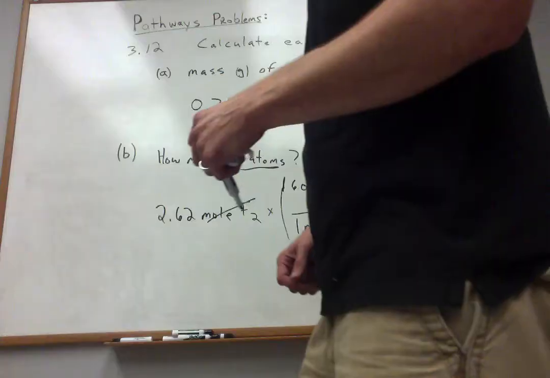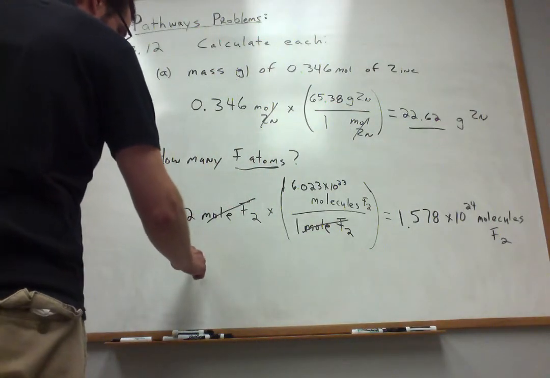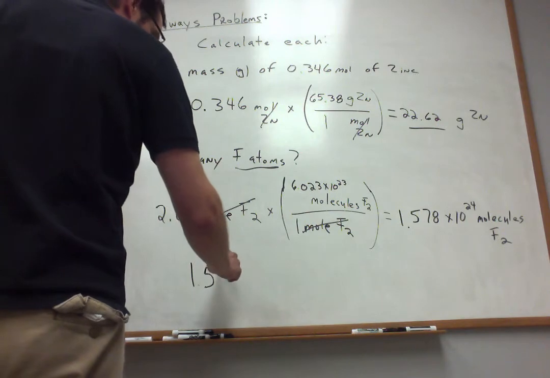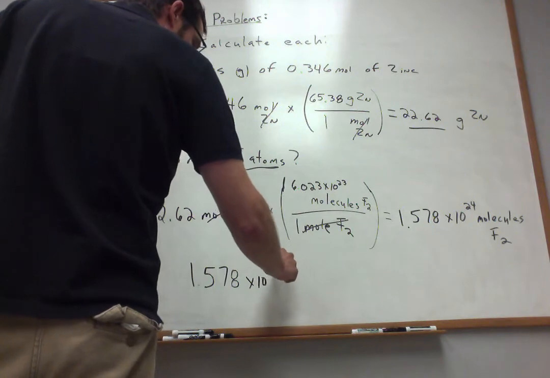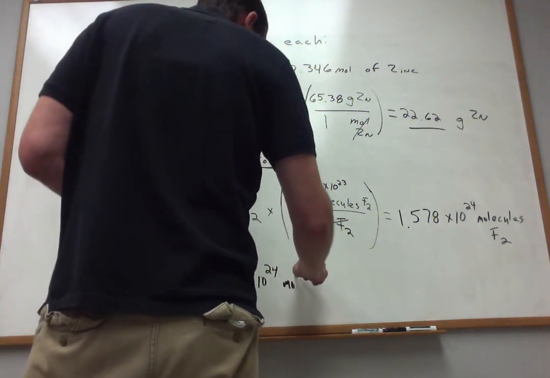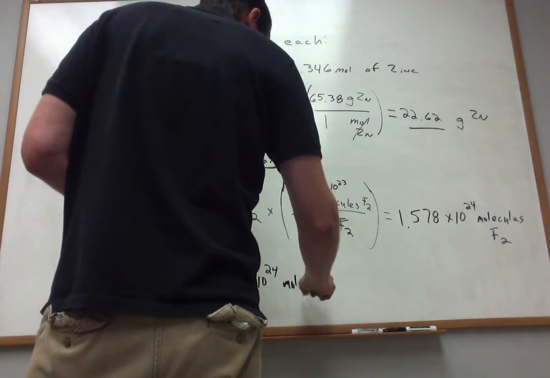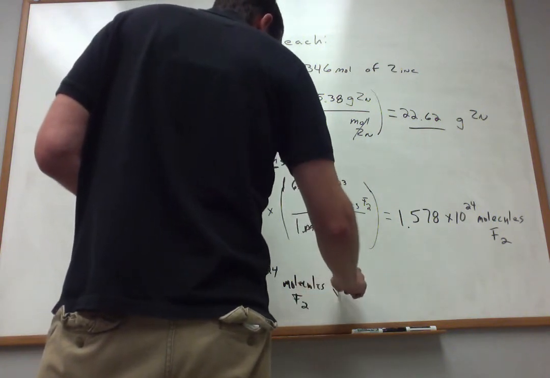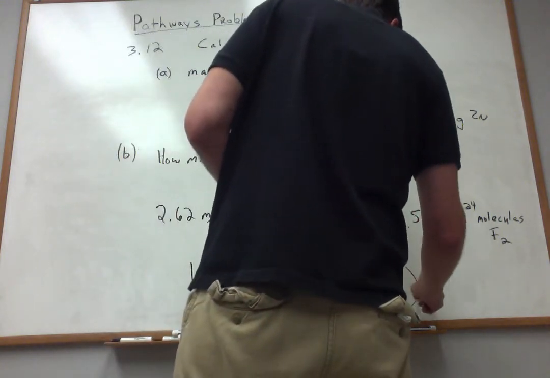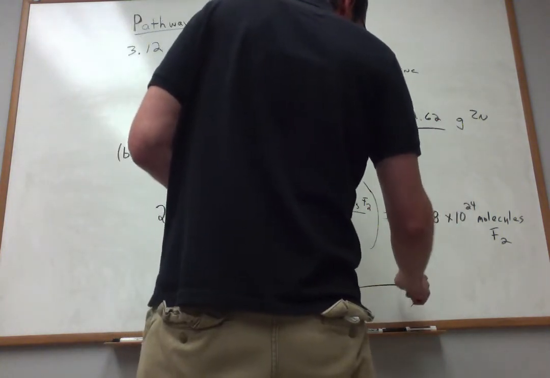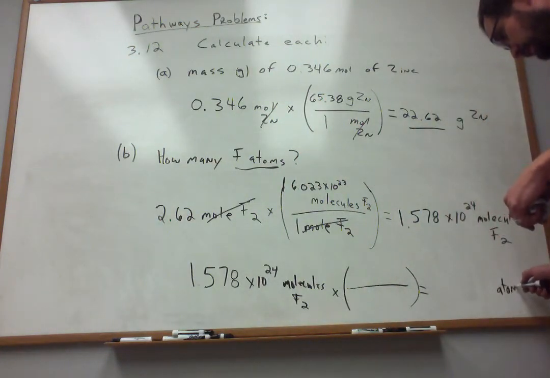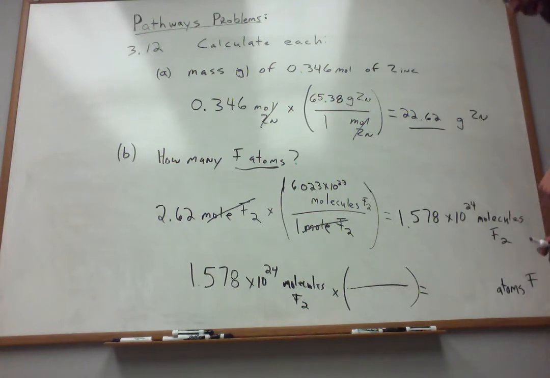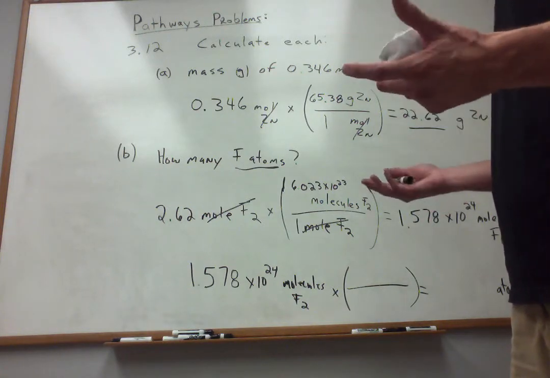We have another step, another conversion to carry out. So of course what I need to do is take the information that I've already learned about the fact that I have this many molecules, and use another conversion factor. And of course, what I want to convert to is my final answer, which is going to be the atoms of fluorine. Well, how can I do that?